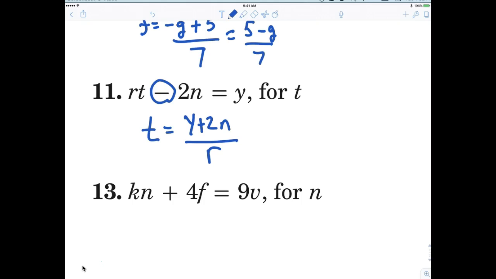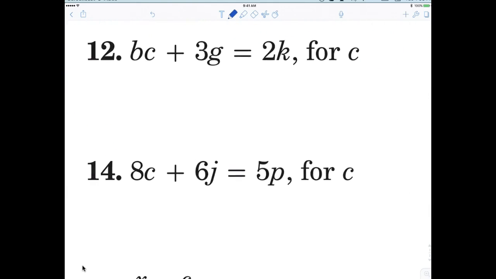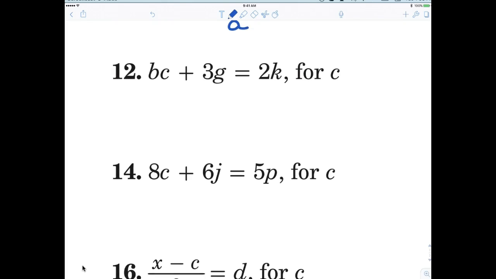All right, let's see who's thinking about number 12 properly. C equals negative 3G plus 2K over B. How about that? Is everybody good? I told you guys. Look up on the board if you want to see. It's just simple. The difference here is that we're not combining the terms. We're just leaving it alone. That's all. It's really, really easy.